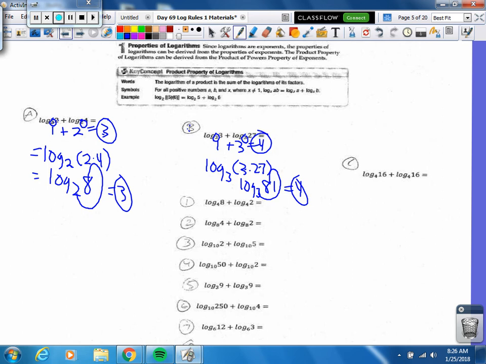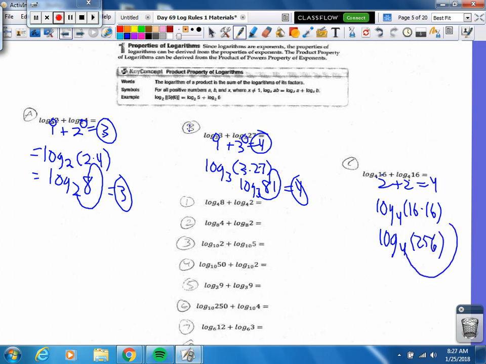Awesome. Check this out. So same base, same base. This was 2 plus 2, which is 4 when we originally got. So this one's going to be log base 4 of 16 times 16. Same base, so I can do that. That's just log base 4 of 256. 4 to what power is 256? The fourth. 4 to the fourth is 256. Got it. So we got the same answer right there and right there. Awesome. So that allows us to do stuff like number 1. So look at that.